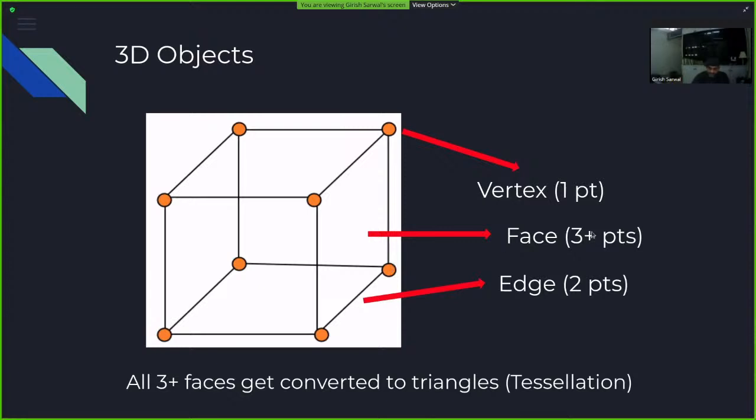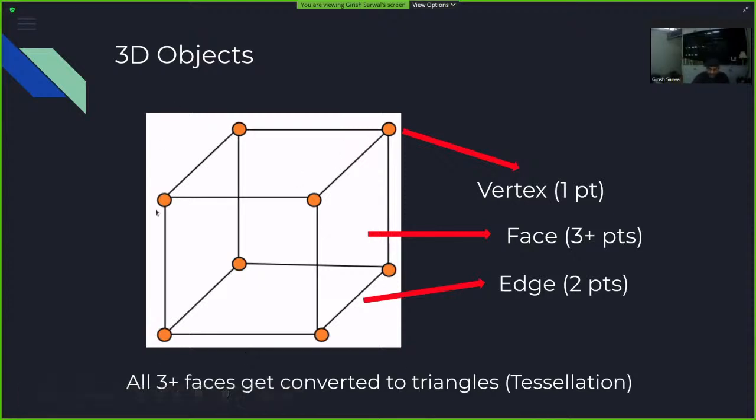The reason why we choose that number 3 here is because three vertices together can form a plane. 3 is the minimum number of vertices you need to form a plane. You cannot make a plane with one vertex, or with two vertices. The moment you have 3 vertices, you can really start seeing a plane. And essentially, if you look at geometry, a triangle is the smallest polygon that can define a plane. So which is why anything above three vertices together, we call it a face, and all three-plus faces get converted to triangles.